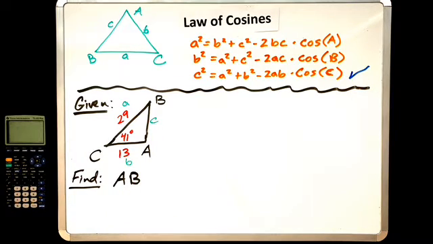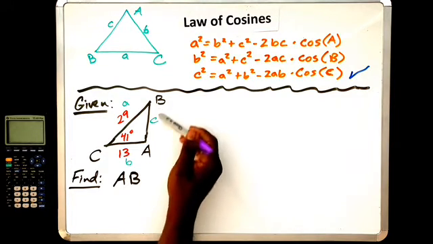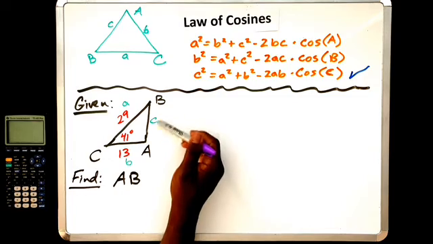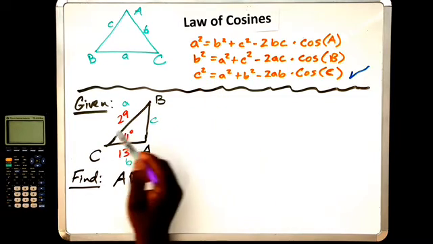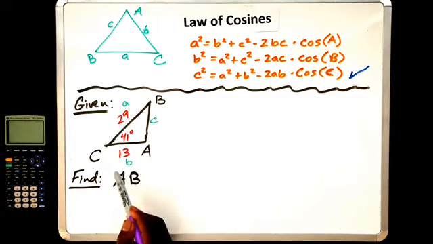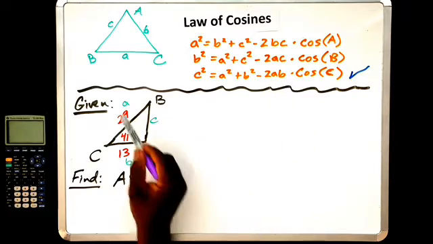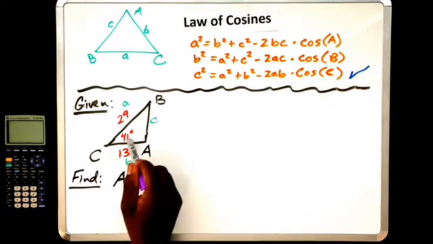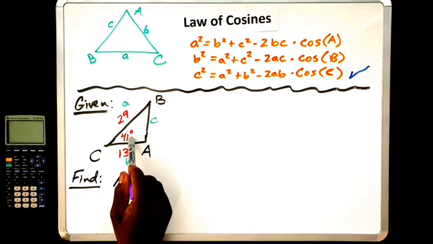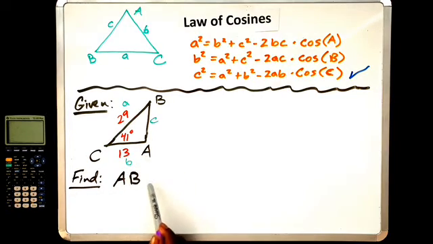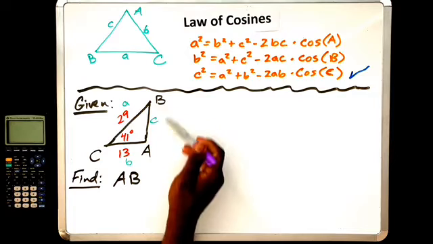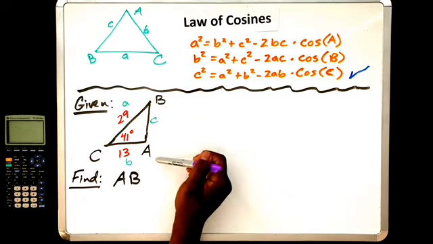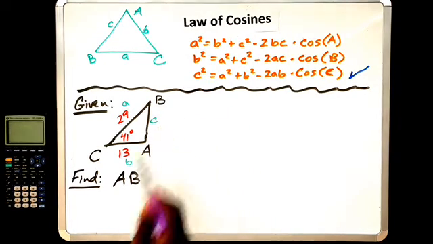Let's see here. We need to find the length of AB, which is c. We know what a is. We know what b is. We know what a times b is; we can multiply that. We know what cosine of C is. We can find that because we know angle C. So we should be able to manipulate this equation and solve for segment length AB, also known as c.